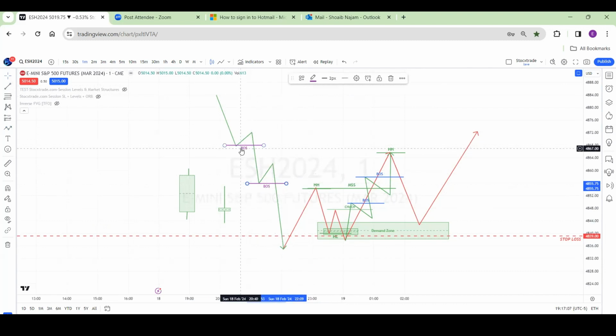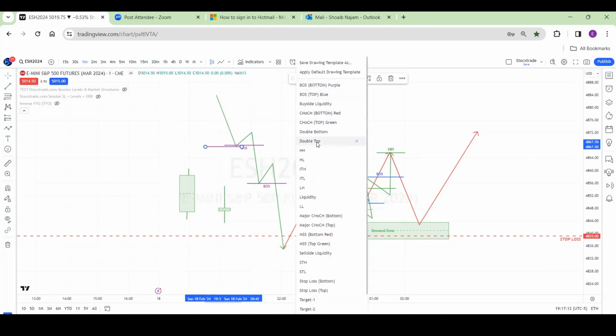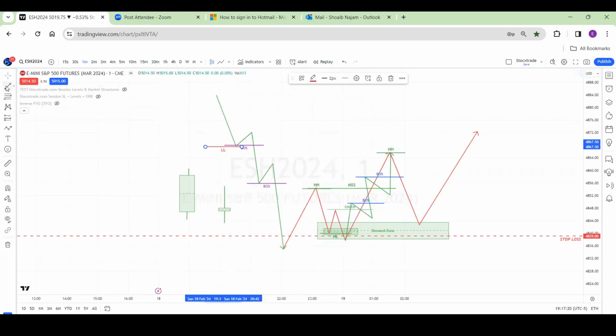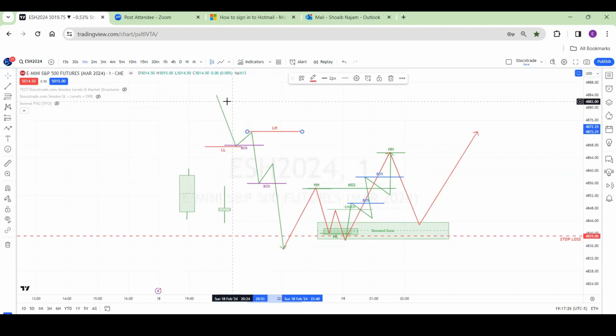As far as the point, you need to say that this point is a lower low, and the high is basically a lower high. So that's the difference in a bearish direction. The first letter will be L, lower.